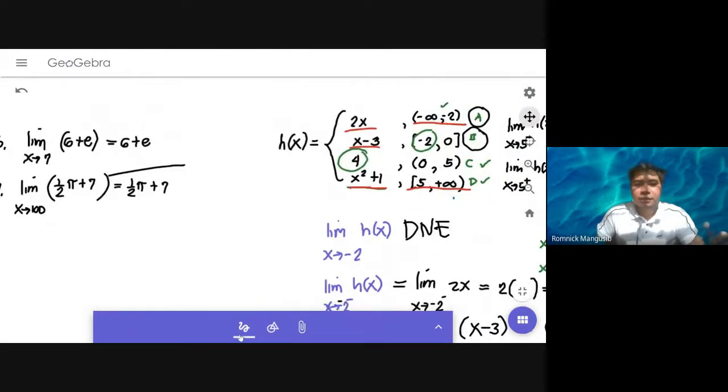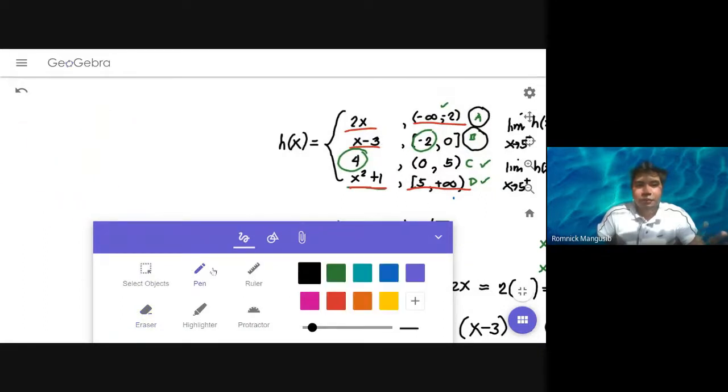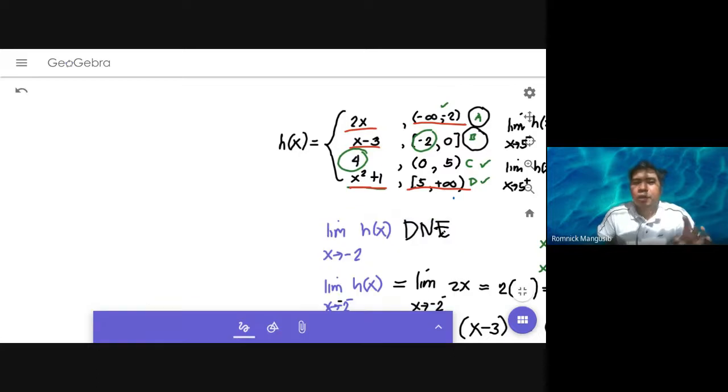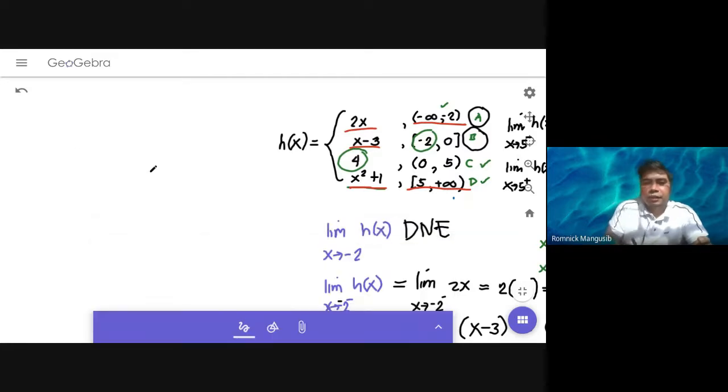With the same given, I want you to determine the limit of the following. And I want you to comment your answer. Dito ka malalaman if really you understood ang ating piecewise function.